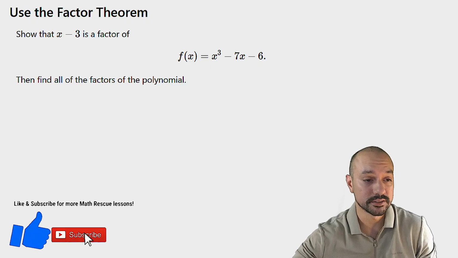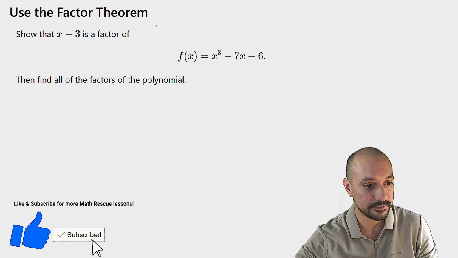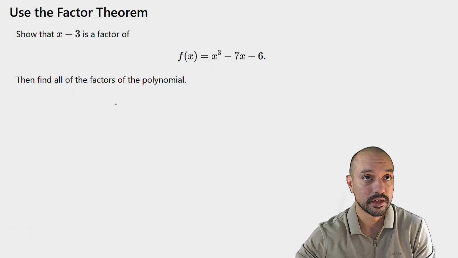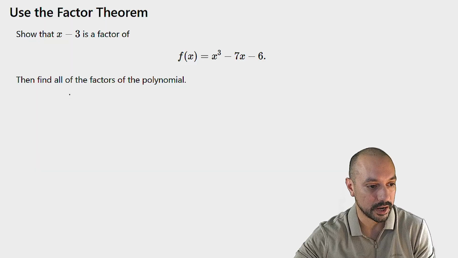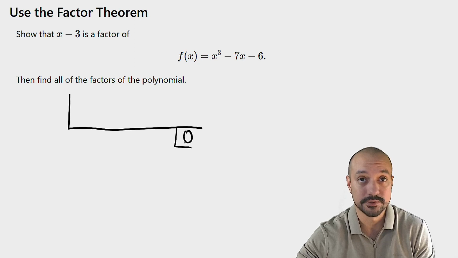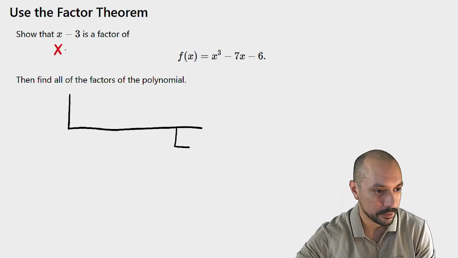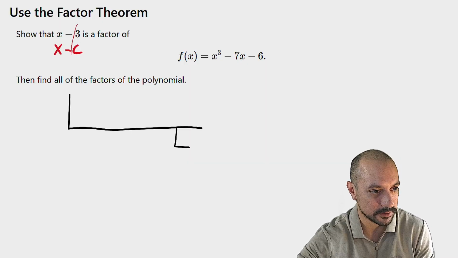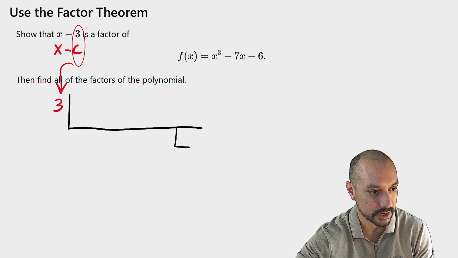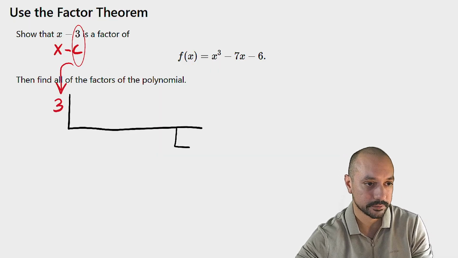Alright, so we want to check to see if x minus 3 is a factor of f. What we're going to do is divide using synthetic division, and if we get a remainder of 0, that means that x minus 3 is a factor of f. Our binomial is in the format of x minus c, and this c value here is what we end up putting on the outside of our synthetic space.